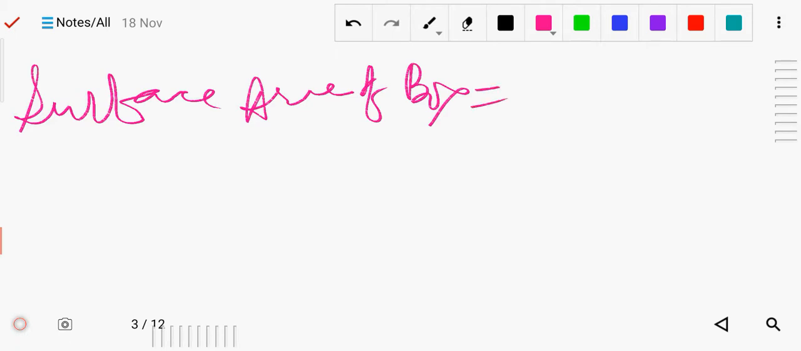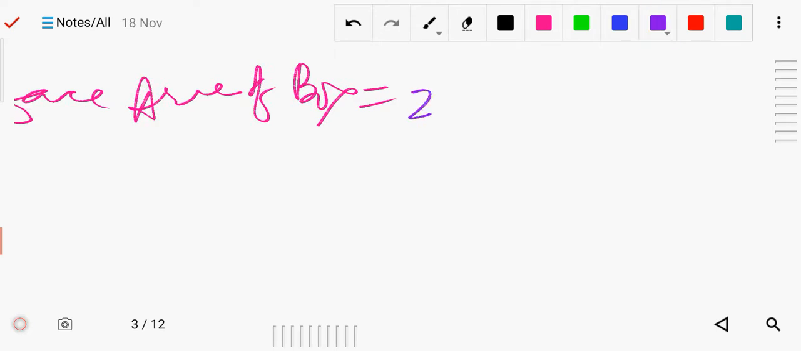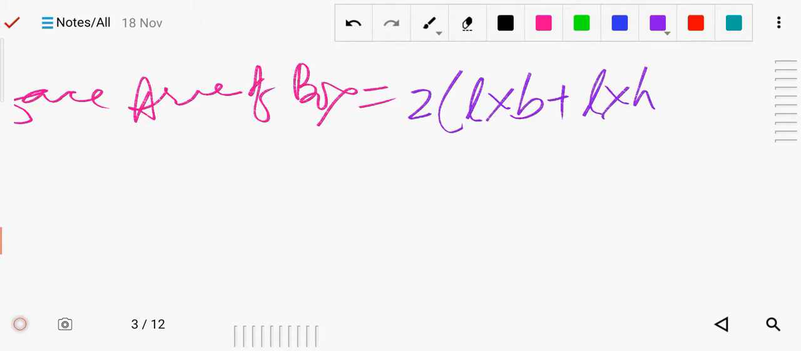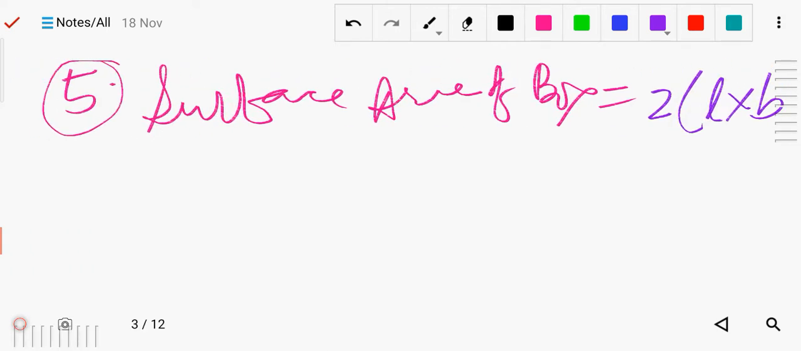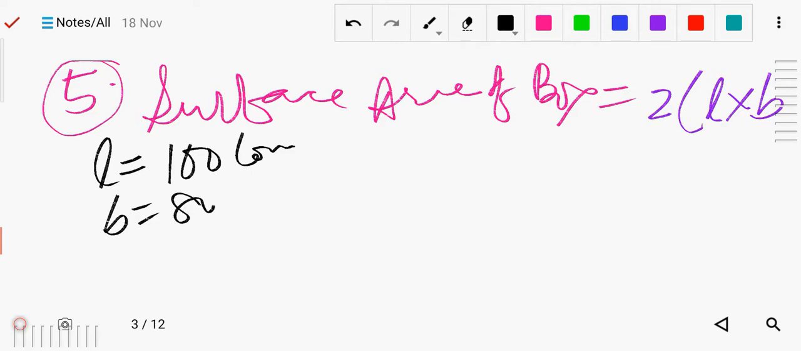So you can write the formula first of all: 2 into (L into B plus L into H plus B into H). Okay, now one by one we will put the values, because first of all you can also write the given data. So L is given, it is 100 centimeter, and the breadth is given, which is 80 centimeter, and height is given, it's 60 centimeter. Okay, these all three are given.